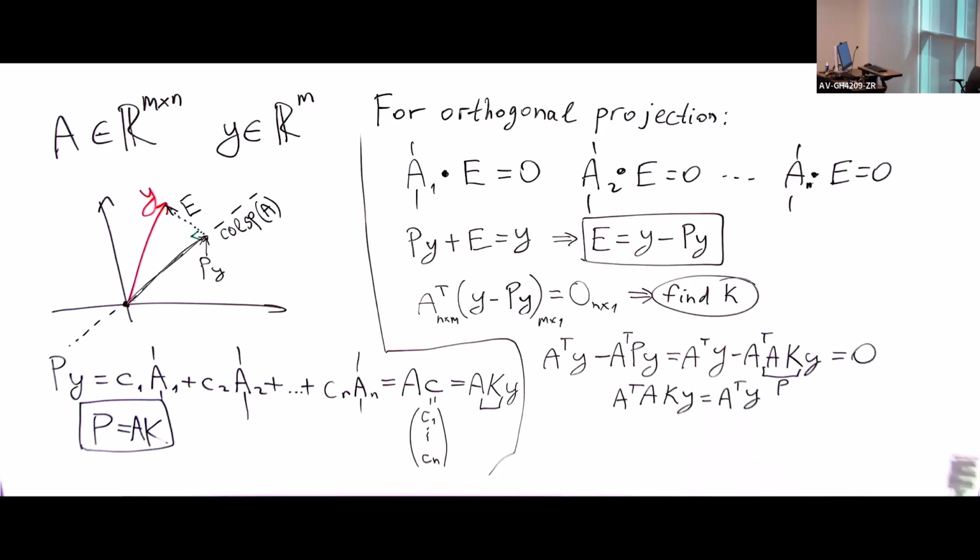Should be negative? No, I'm moving them to the other side. Okay. So I have equality between them now. So this one is equal to this one, those two matrices. So I need to find K such that that multiplication will be A transpose Y, whatever it is. Okay, so I don't know K yet.